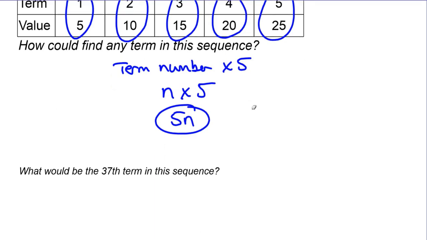So what would be the 37th term in this sequence? Well, I can use this algebraic expression, 5n, and take 5 times 37 to tell me what the 37th term would be.